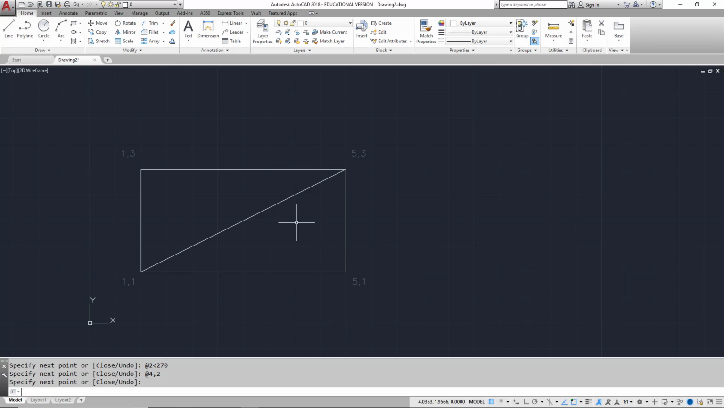To finish up, I'd like to add that you may use negative distances or negative angles. Just make sure that you know what you're doing when you're doing it. This concludes the video on polar coordinates in the AutoCAD program.